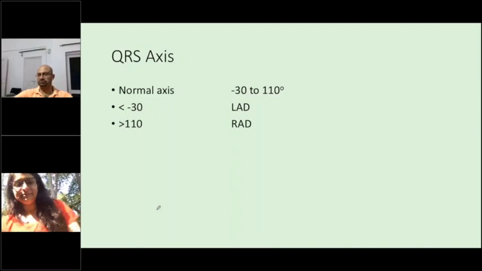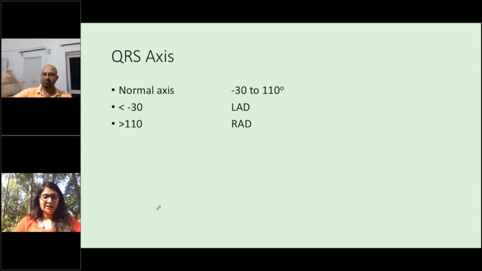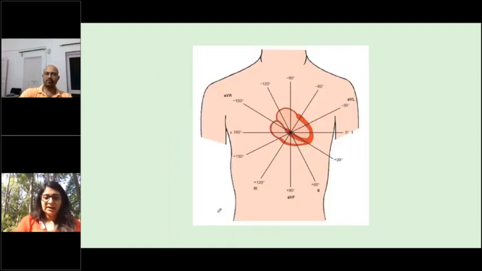Now axis. Okay, this is a little tricky. I'll try my best, but if you guys have any questions, just let me know, okay? So like we already said, the impulse of the heart is going from the top to the bottom, right? It's usually going in a sort of a 60-degree angle, exactly.